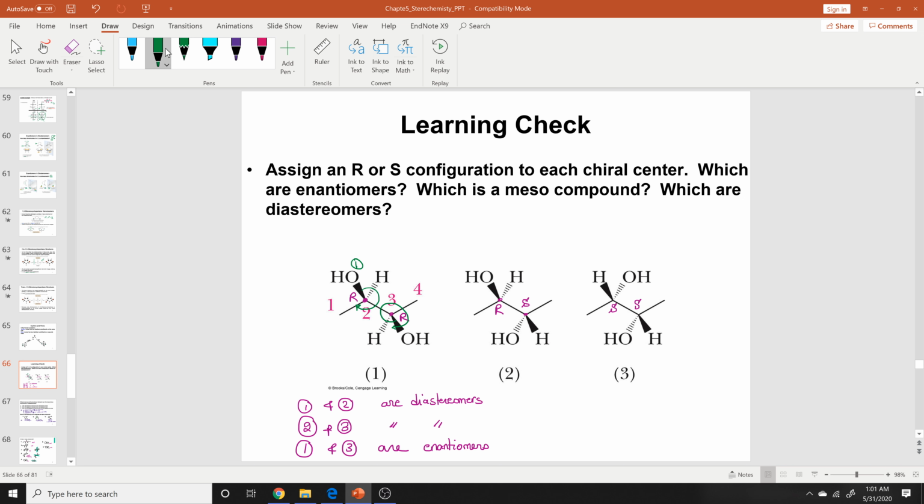Structure 2, we're going to do the same thing, so that is easy. That stays the same. See, it stays the same, so it is R. Now for 3, these two changed, so it should be an S. Let's go ahead and see.